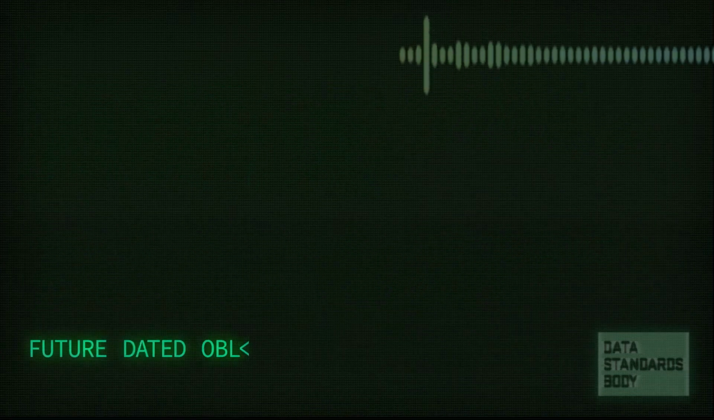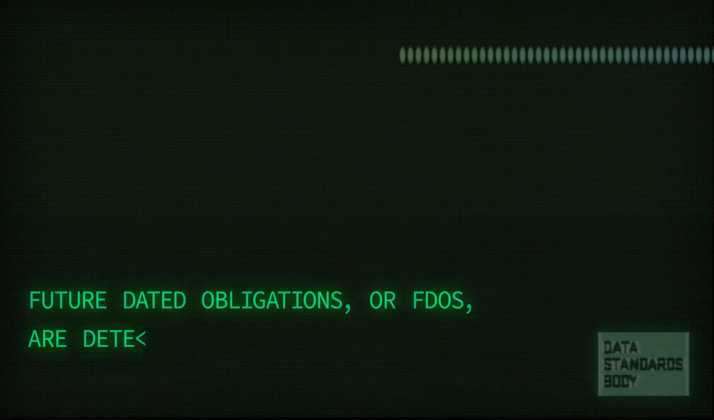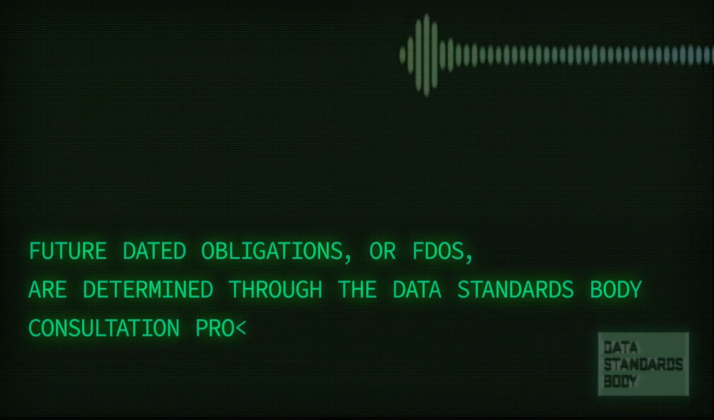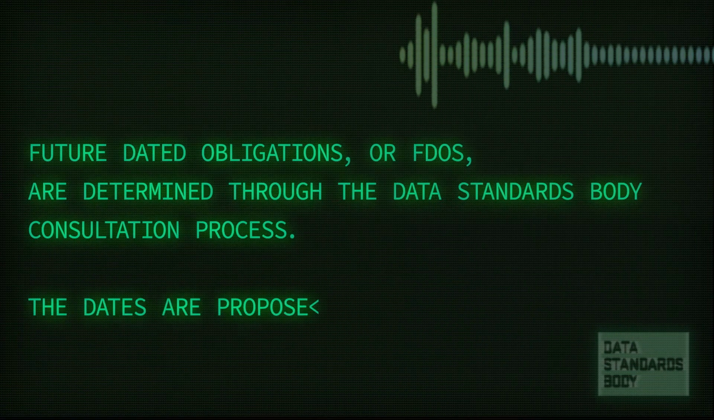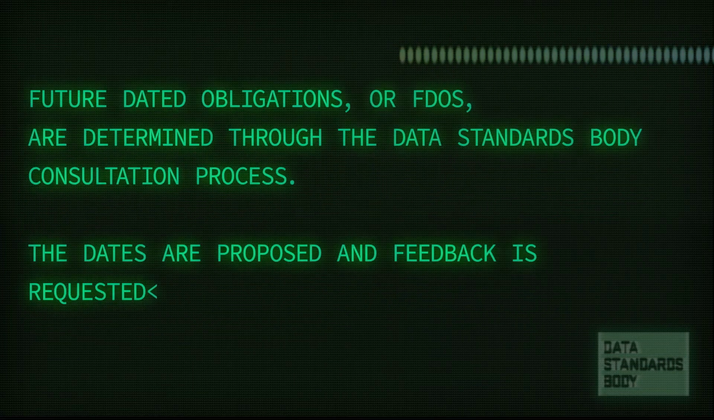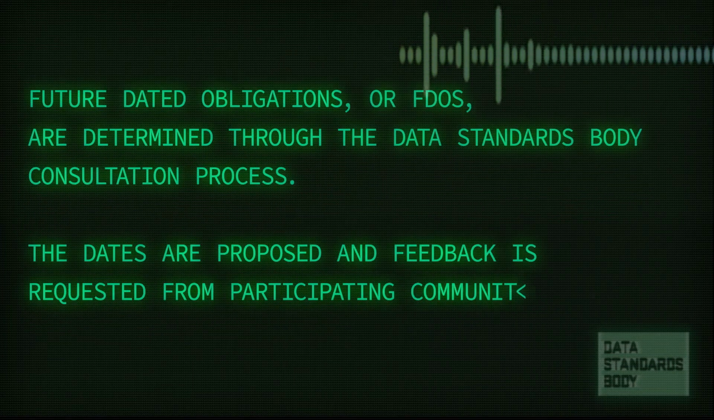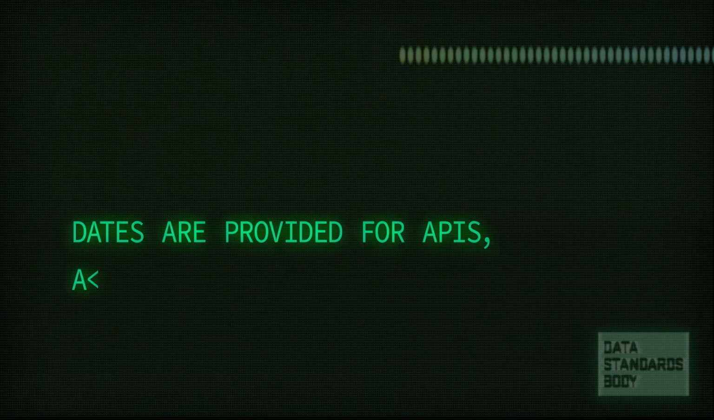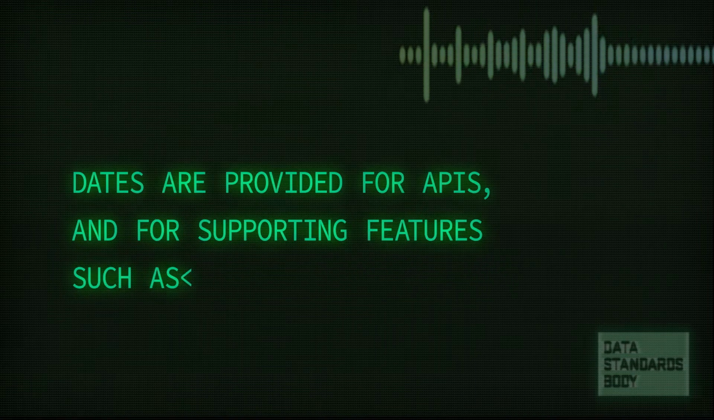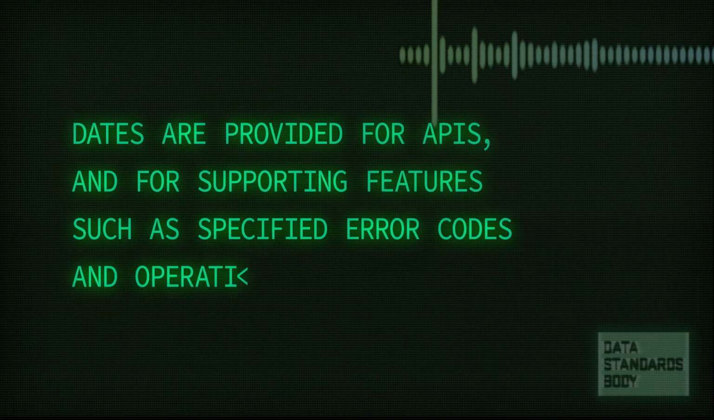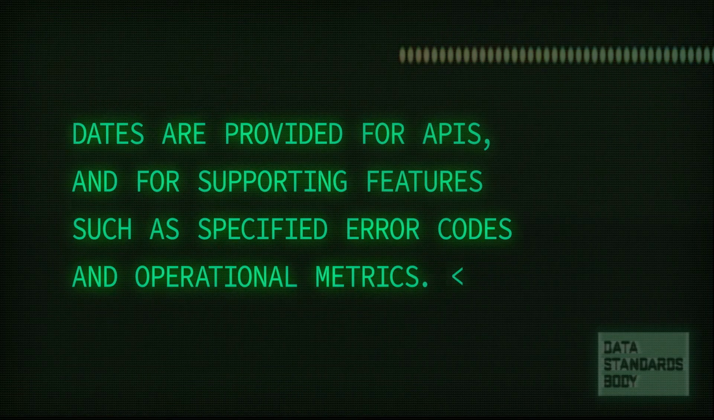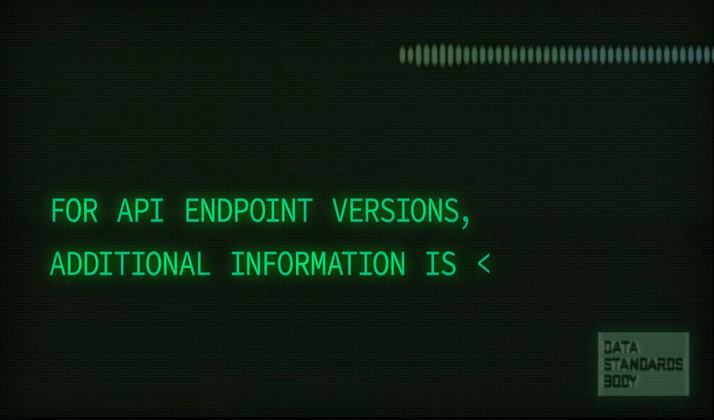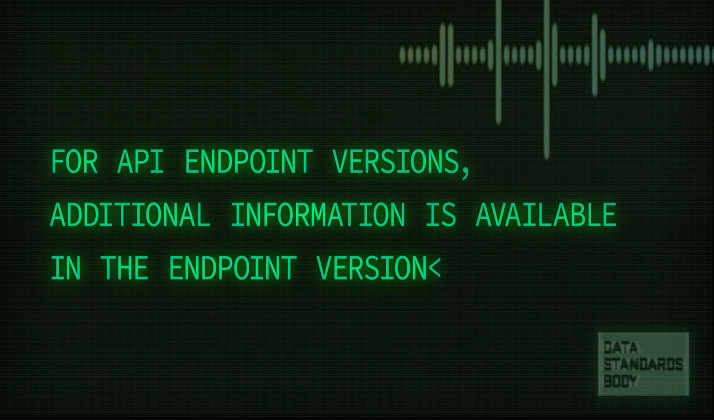Future dated obligations, or FDOs, are determined through the Data Standards Body consultation process. The dates are proposed and feedback is requested from participating community members. Dates are provided for APIs and for supporting features such as specified error codes and operational metrics. For API endpoint versions, additional information is available in the Endpoint version schedule.